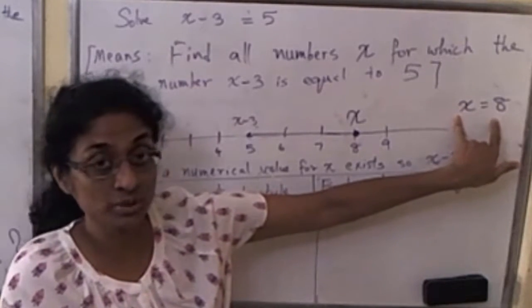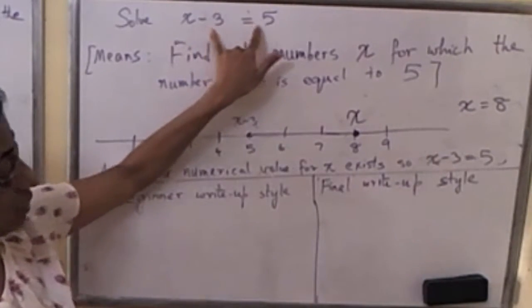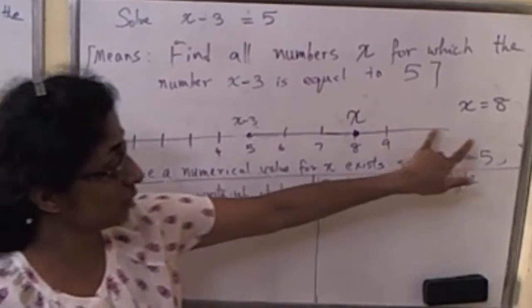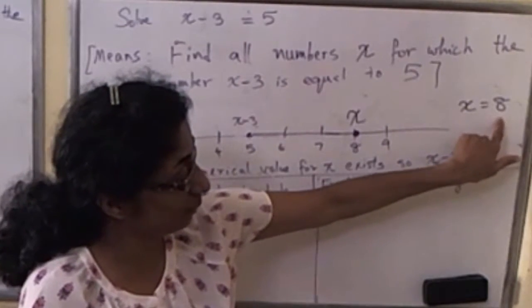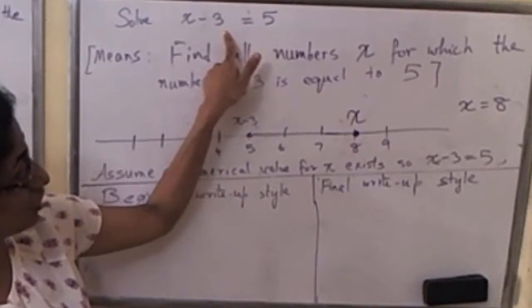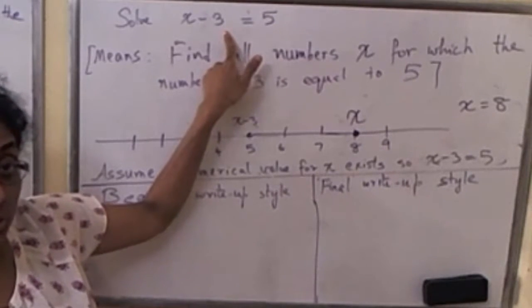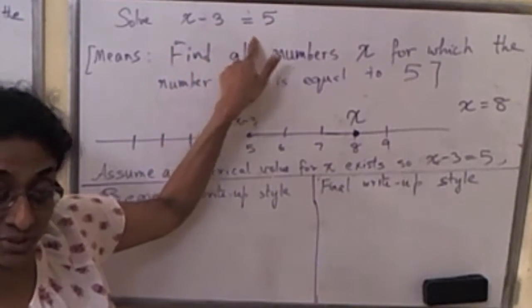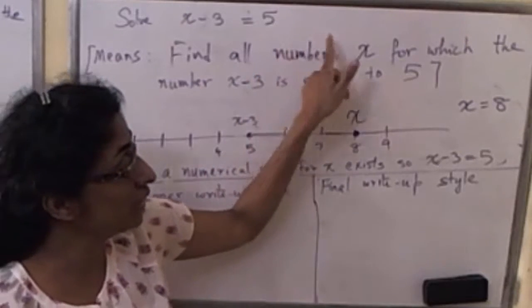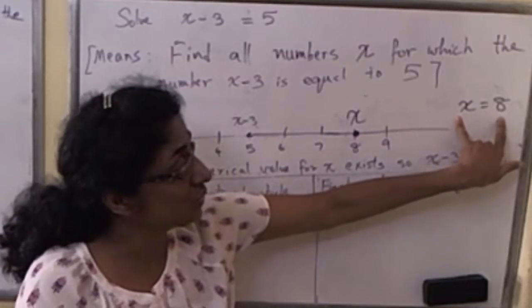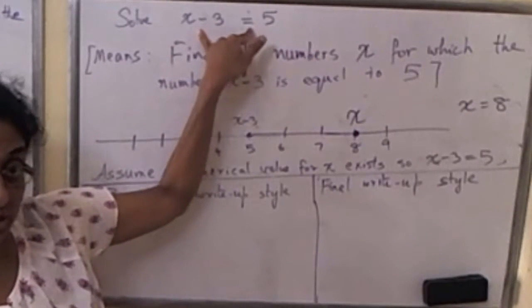We call x equals 8 the solution to the equation. What I just did when I put 8 back into the equation and noticed that it works, in other words, 8 minus 3 is 5, 5 does equal 5, sometimes we say x equals 8 satisfies the equation.